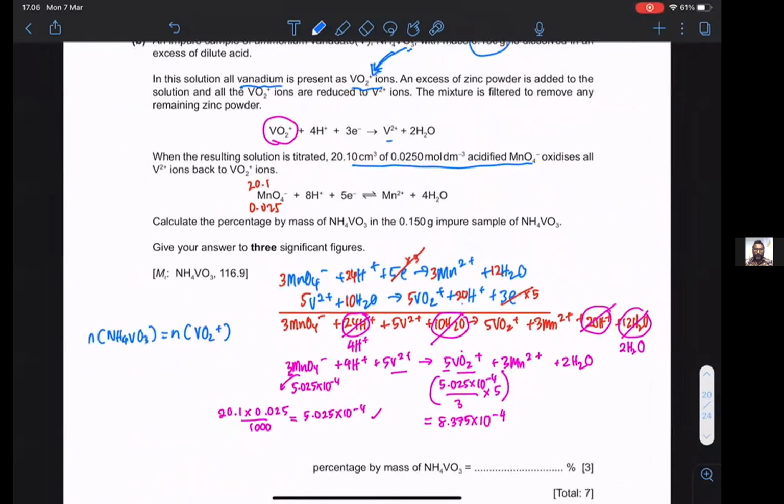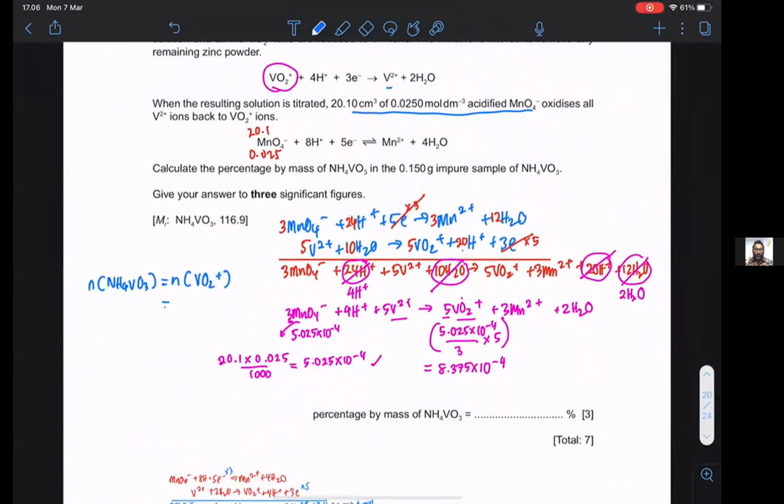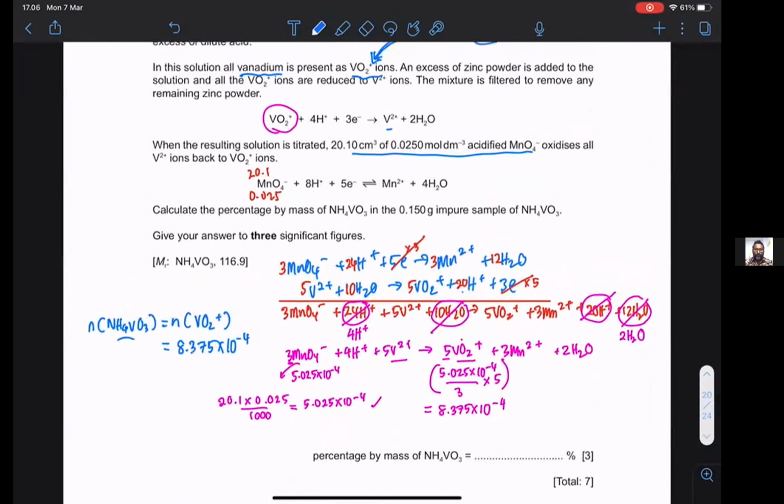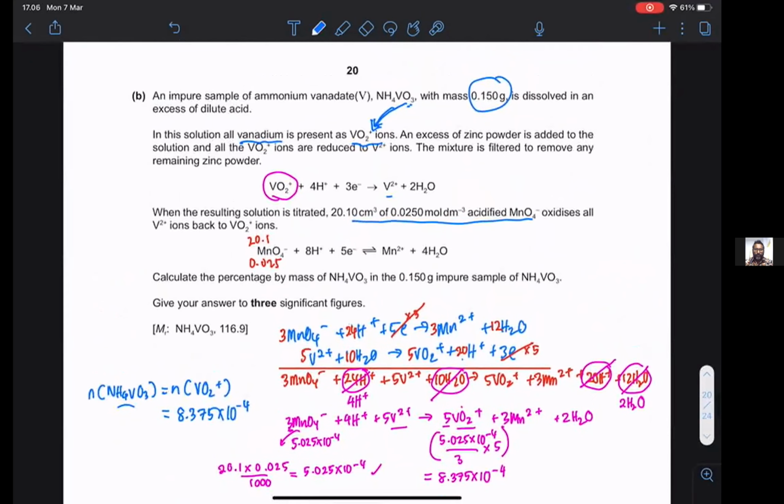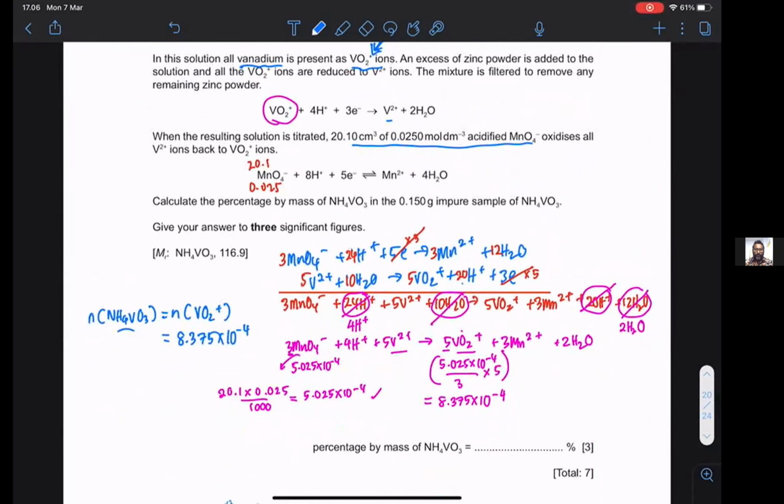It means that I can find out the number of moles of this, which is the same, 8.375 times 10 negative 4. So left with calculating the mass. If you want to calculate the mass of this number of moles, how do we calculate the mass? The mass is going to be number of moles times the MR. So number of moles is going to be 8.375 times 10 negative 4.